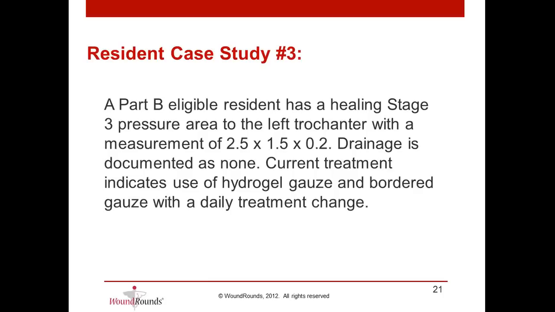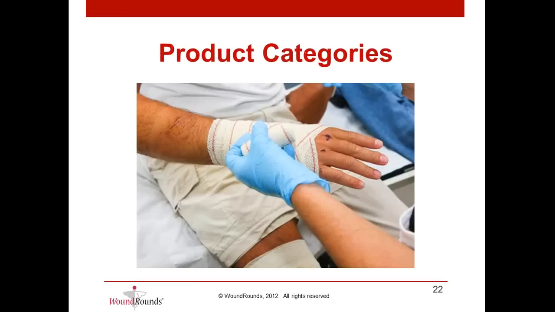We had one reimbursement amount at around $620, another around $350, and this one at $180. So the products that are selected make a huge difference in terms of reimbursement amount, and it really depends on the severity of that wound and what the nurse is trying to accomplish with the treatment.